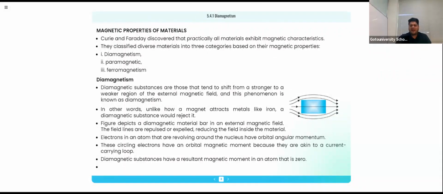They discovered that practically all material will show magnetic characteristics. They classify the diverse material into three categories based on their magnetic property: diamagnetism, paramagnetism, and ferromagnetism. First is diamagnetism.